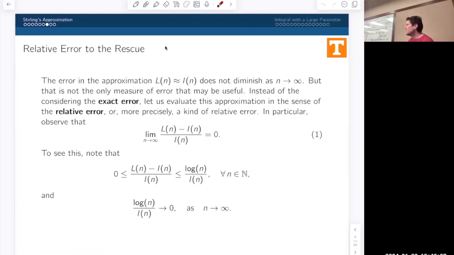So in some relative error sense, I am doing pretty well. I can show that this approximation is good in some sort of relative error sense.